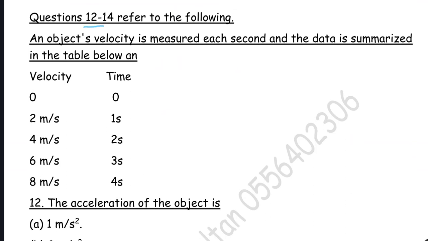Questions 12 to 14 refer to the following. An object's velocity is measured each second and the data is summarized in the table. Velocity versus time: at time 0, the velocity is 0. At time 1, after 1 second, the velocity is 2 meters per second, then 4 meters per second, 6 meters per second, 8 meters per second.